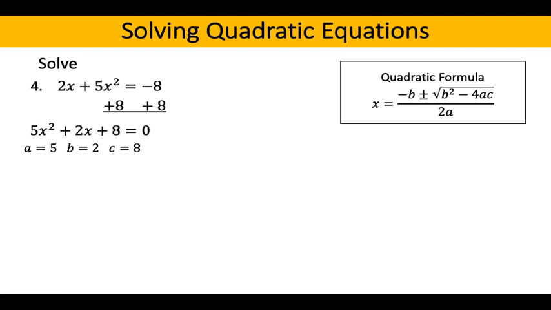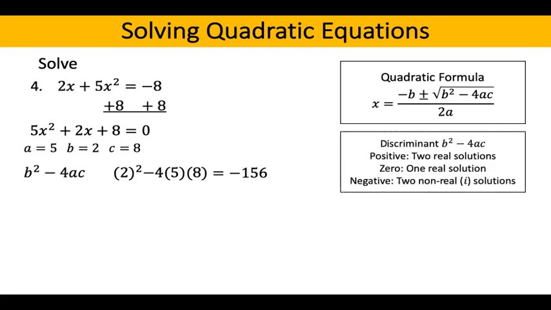Let's find the value of the discriminant first. So b squared minus 4ac, carefully plugging in each number where it belongs. So b is 2. We're going to square that. Then minus 4 times our a, which is 5, times our 8. That was our c value. We can calculate that using order of operations, and we find that our discriminant is a negative 156.